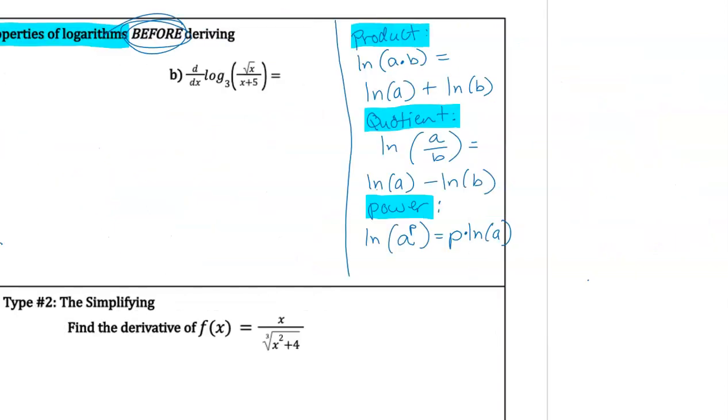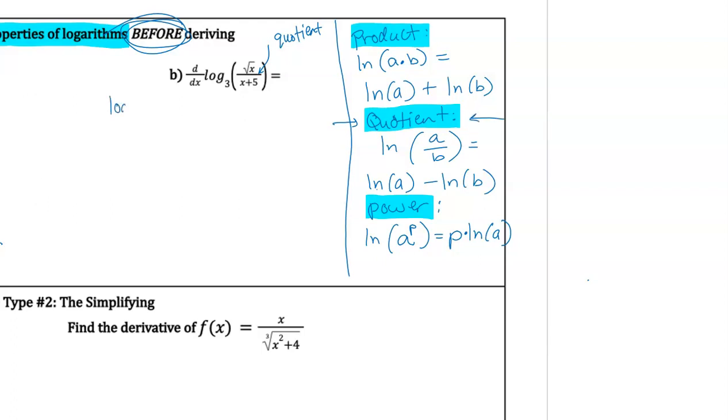Okay, so then in this problem here, I can see that I have a log of base 3. I also notice that inside my log, I have a quotient, which would require me to use the quotient rule combined with the chain rule if I didn't have these properties of logs. But because I do have them, I'm going to use them to make my life easier.